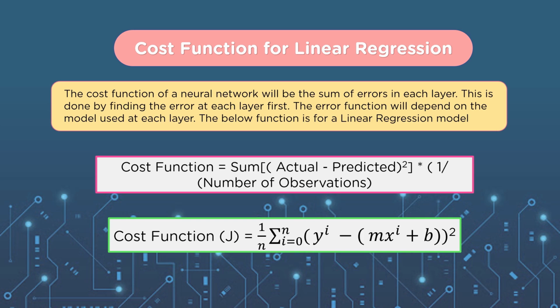The below function is for the linear regression model. So we have a cost function which equals the sum of the actual minus the predicted. There's our error squared, 1 over the number of observations. So if you have 100 points of data going in and you calculate your actual values minus the predicted values, you have to divide it by 100. That way, when you look at the cost function over the next setup, they're very uniform and you don't end up getting a bias. And so we can see here the cost function equals 1 over n times the sum from i equals 0 to n of (y of i minus (m x of i plus b)) squared.